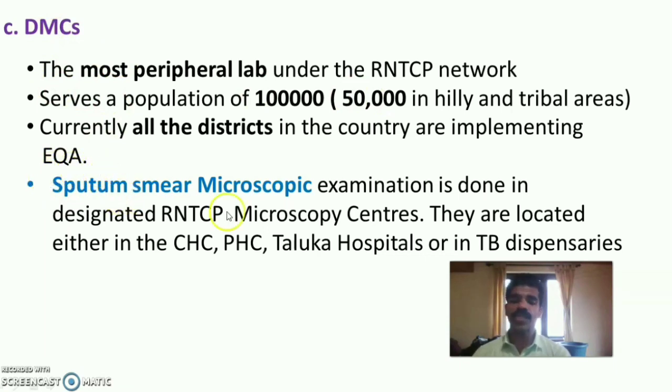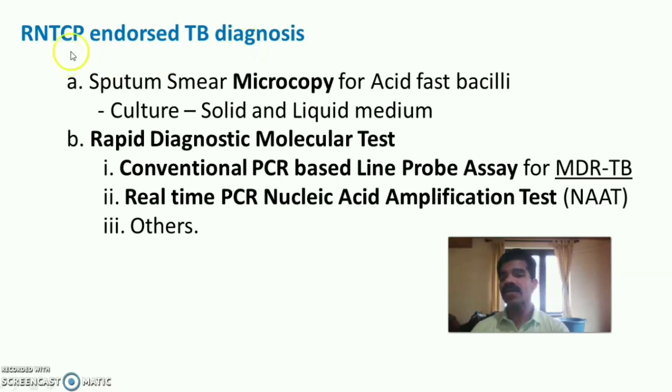The main test is sputum smear microscopic examination. Usually it is done in the designated RNTCP microscopy centers, and they are located either in the community health center, or in the primary health center, or in the taluk headquarters hospitals, or in the various TB dispensaries in our country. The next is the RNTCP endorsed or declared TB diagnosis.